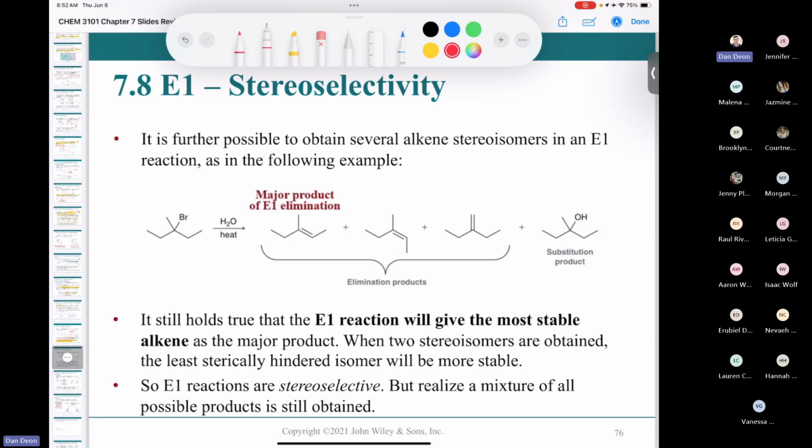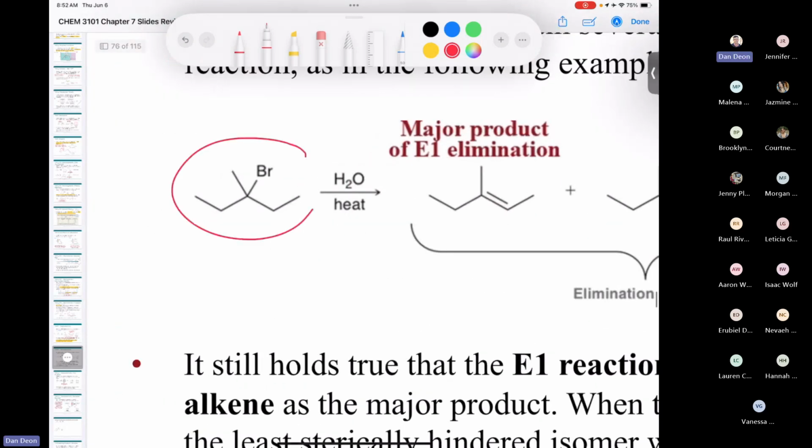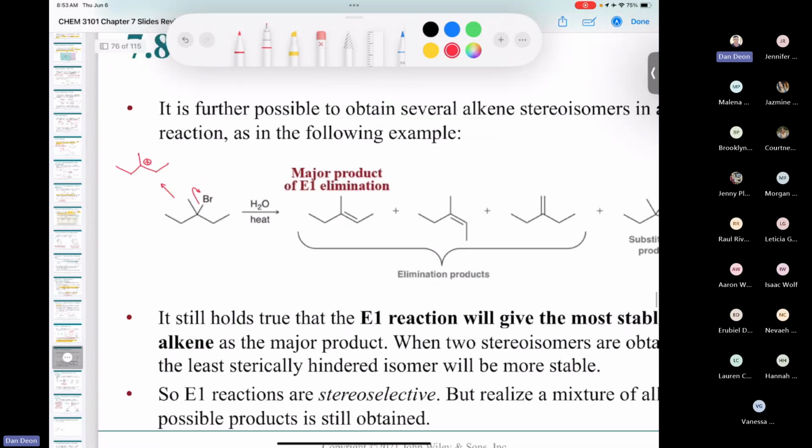Again, you would look at the starting material. You'd say it's a tertiary alkyl halide. SN2, E2, forget about it. I'm in water. Water is not a strong nucleophile. It is not a strong base. But if I lose the leaving group, I'm going to end up with this tertiary carbocation. There is no reason in this universe for this carbocation to rearrange.